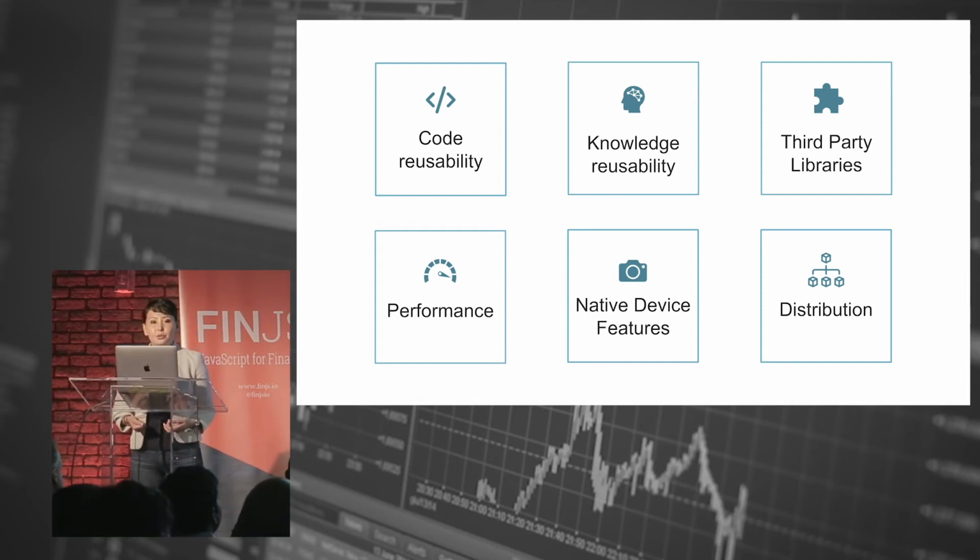To help us choose the best method that suits our needs, we want to talk about 6 primary dimensions that we would compare against. Code reusability, knowledge reusability, access to third-party libraries, performance, access to native device features, and how we distribute and share our application across the board.